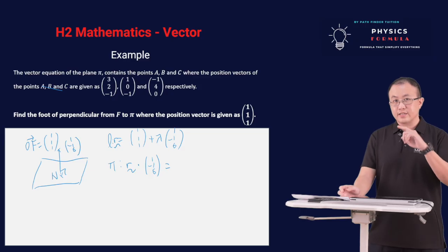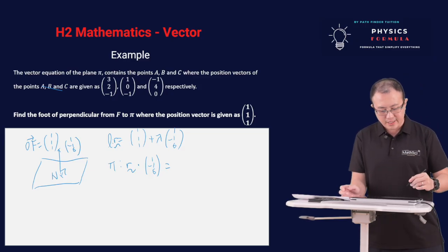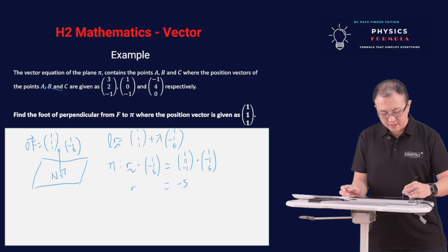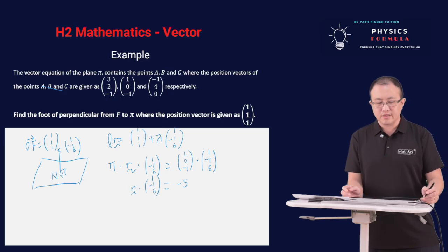Then the right side is a dot n, so I have to pick a point. Let's say I use 1, 0, minus 1 on the plane, dot with 1, minus 1, 6. Then I will be getting 1, minus 6, so that will be minus 5. Okay, r dot 1, minus 1, 6 is equal to minus 5.